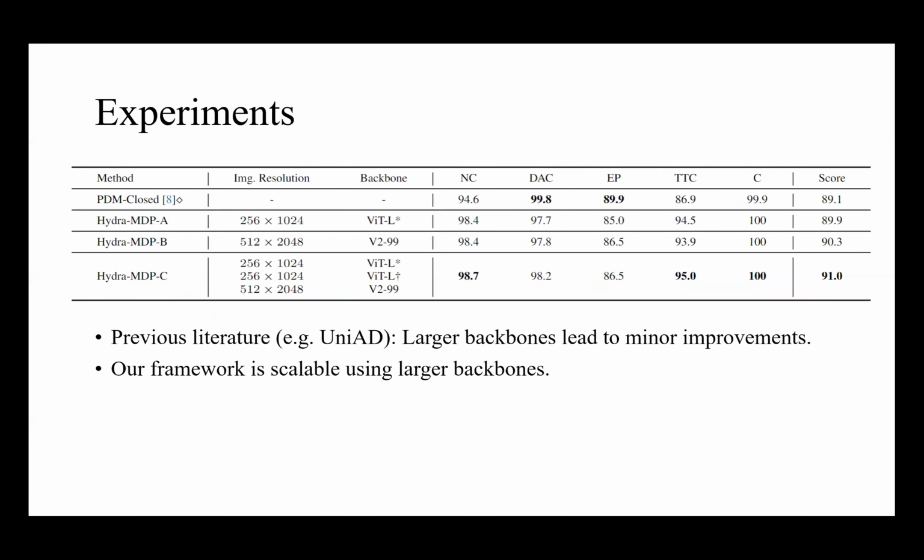And the other part of experiments is that we try to scale our model up with larger backbones and larger input resolutions, because previous literature like UniAD suggests that if we use large image backbones, it only leads to minor improvements in the final planning performance. And here we use larger backbones and larger resolution, and we can find that our method reaches a higher PDM score.